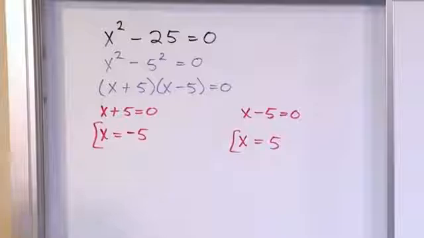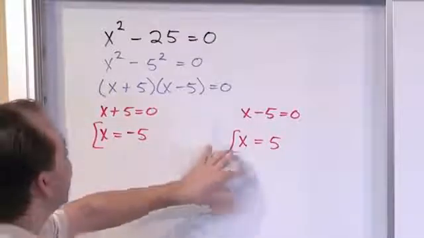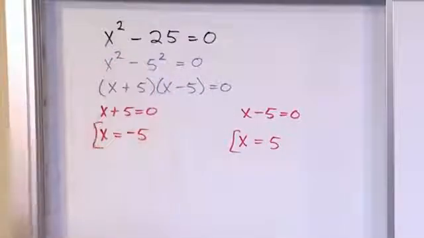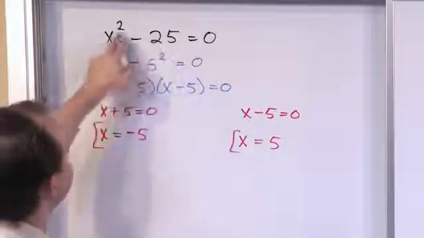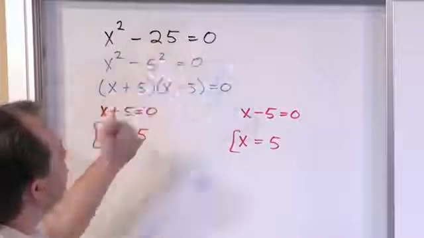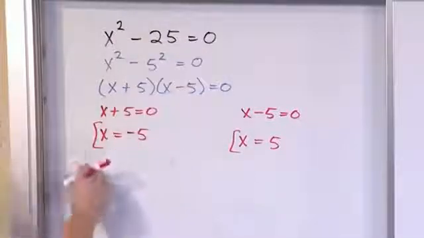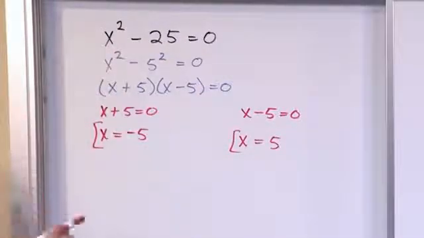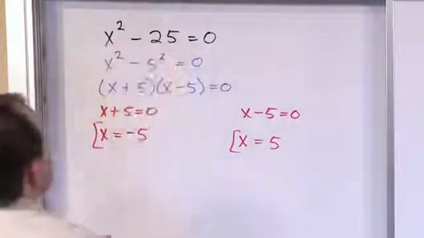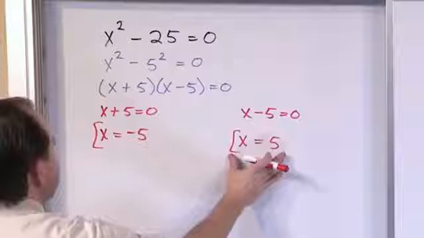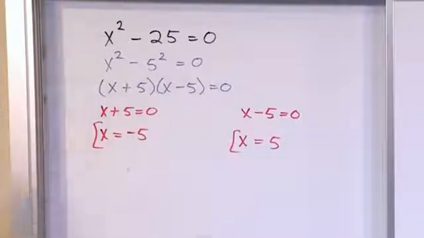So there's two values of x that will satisfy my original equation. Not one, but two. And let's see, if you take 5 and put it in here, 5 squared is 25. 25 minus 25 is 0, so that works. If you take negative 5 and put it in here, negative 5 times negative 5 is also positive 25. Minus 25 gives you 0. So negative or positive, no matter what, if you put a 5 in there, you're going to satisfy that equation.